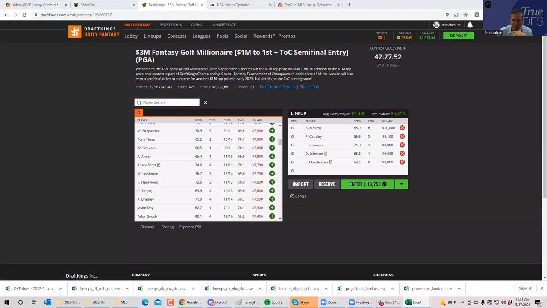Unless you want to say Collin Morikawa is over 10. I have a 9.8 right now, so I definitely don't like him. I mean, I don't like him, but I think that he's overvalued and probably a fade. So that's pretty much it.